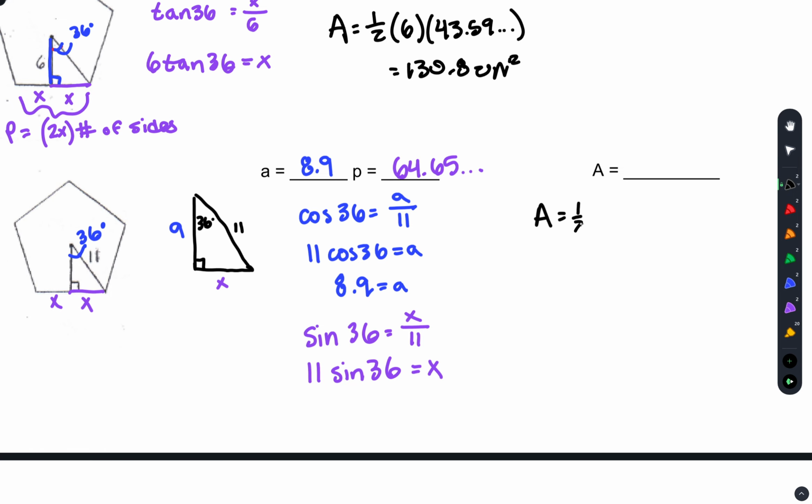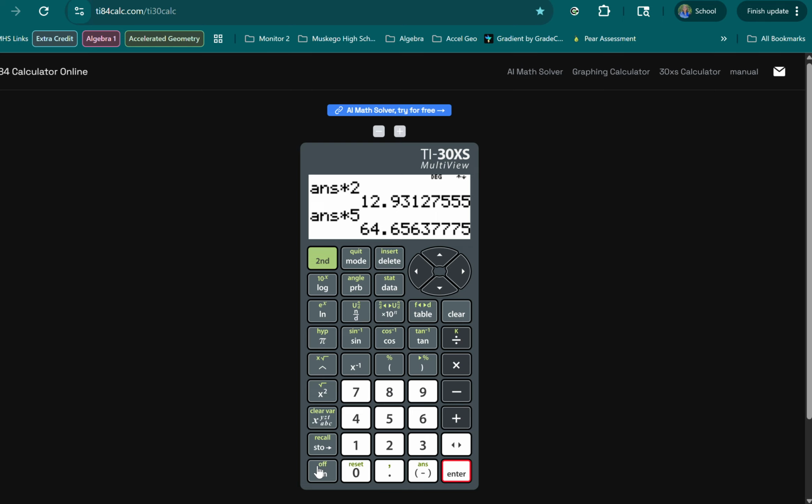Area equals 1/2. 8.9 was my apothem. 64.65 is my perimeter. So I'm going to take that, multiply it by 8.9, and divide it by 2. So I got 287.7 units squared.